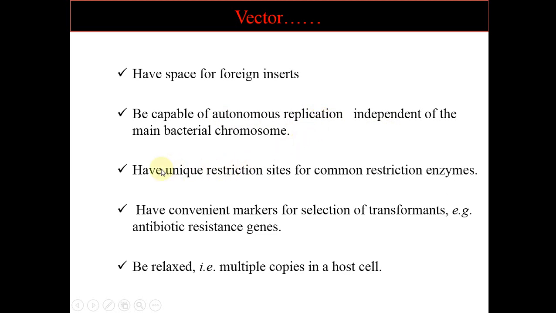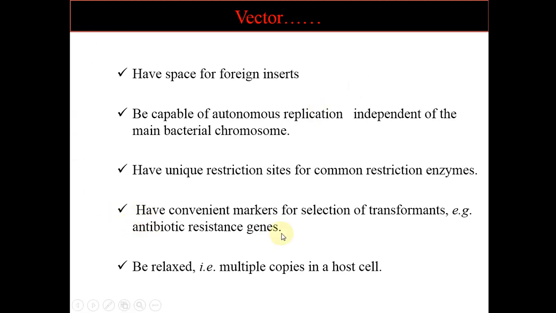ओके. Vector should have unique restriction sites for common restriction enzyme. So one vector, if you consider, should have multiple restriction sites or multiple cloning site. That means for one restriction enzyme it should have one site, and such many sites must be present on the vector molecule for different enzymes. एक restriction enzyme के लिए only one site, but multiple sites for different restriction enzymes.